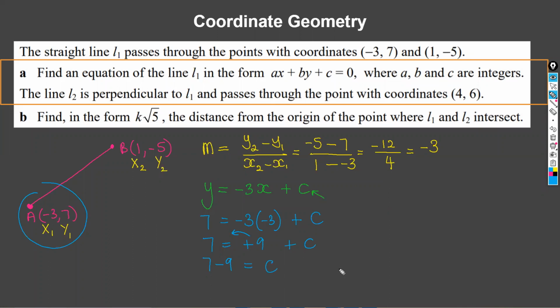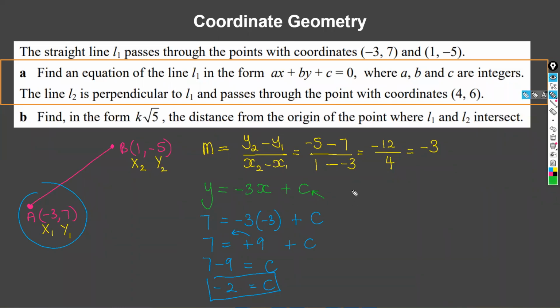I'm running out of space here, so I'll move this here. It seems to me C is -2. I'm not too sure how so many people got -13. But if you got -2, you are the ones that are correct. Okay, great.